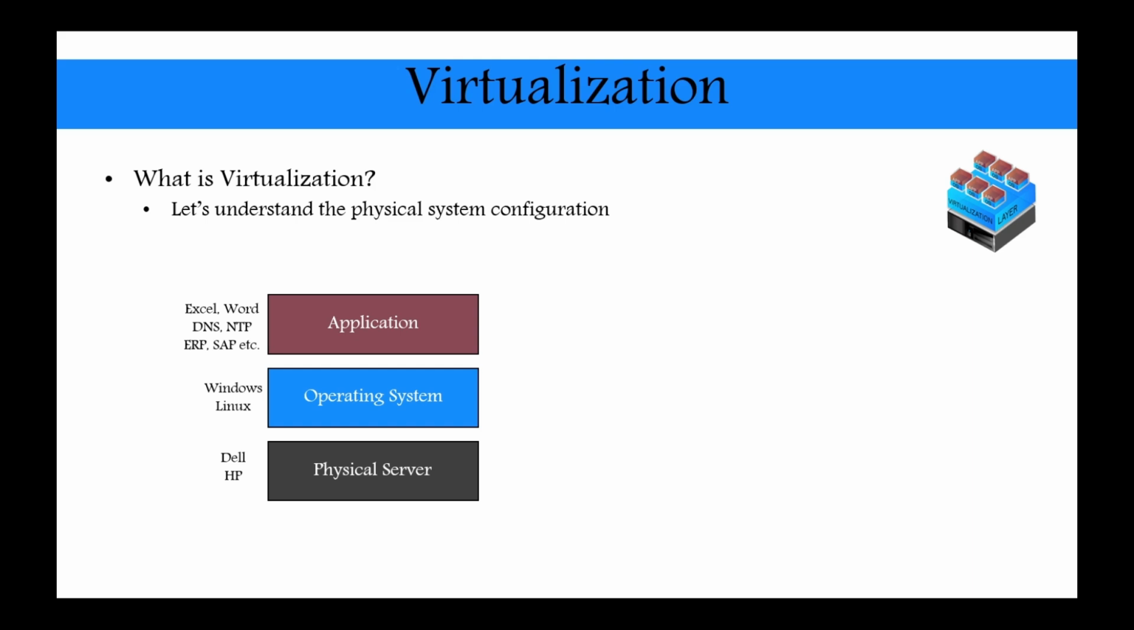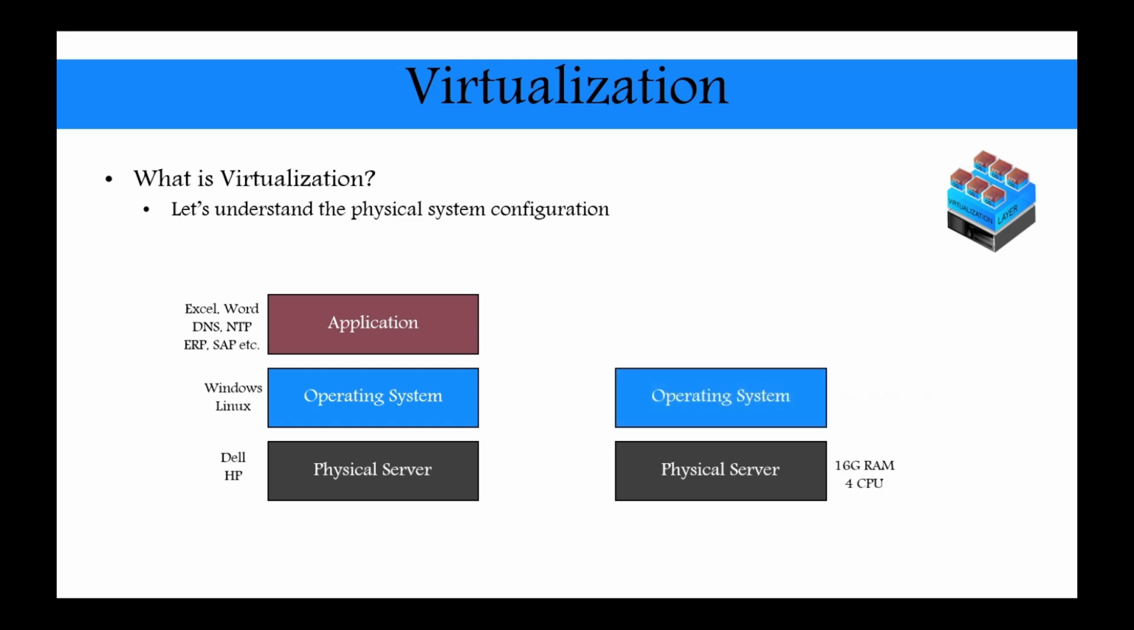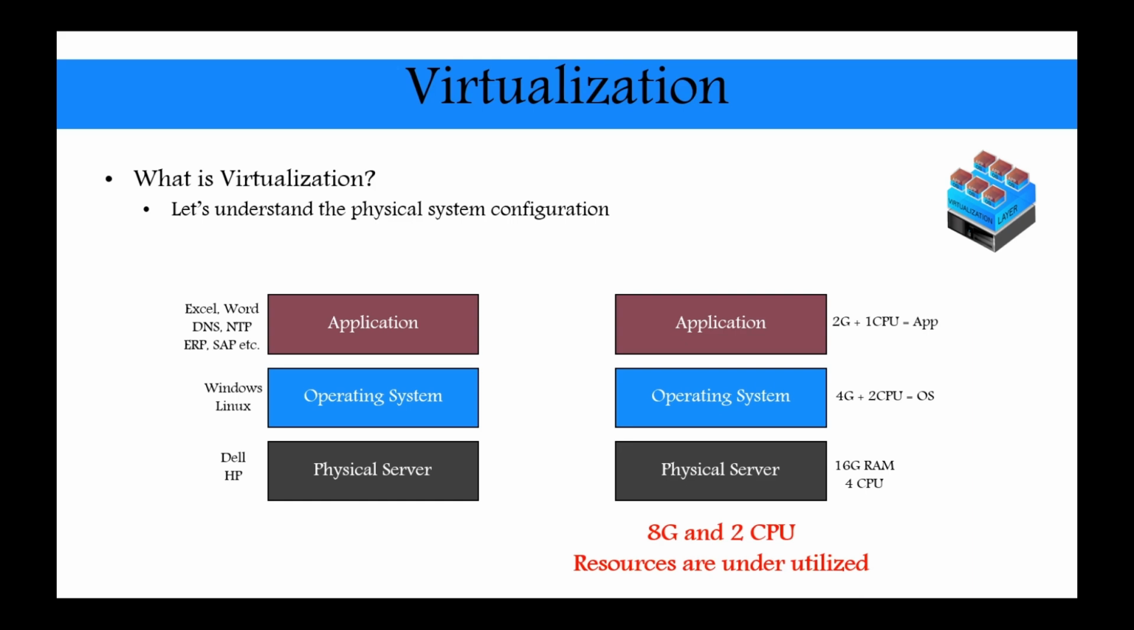Now, what's the problem with this? The problem is you have a physical server. The physical server has 16 gig of RAM and 4 CPU. And then you install an operating system on top of it. The operating system only needs 4 gig of RAM and 2 CPU to run. And then you install an application on top of it, and that application only needs 2 gig of RAM and 1 CPU. What happens then? You have 8 gig of RAM and 2 CPU that are wasted. Yes, resources are underutilized. That's why virtualization was born.